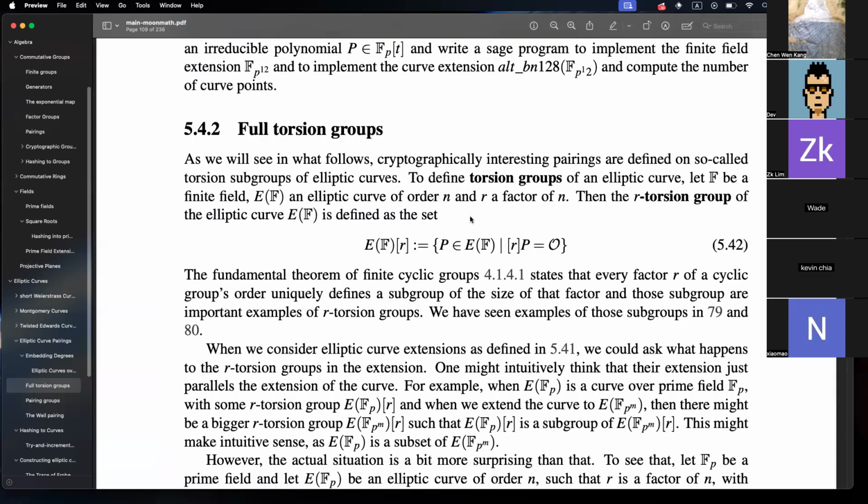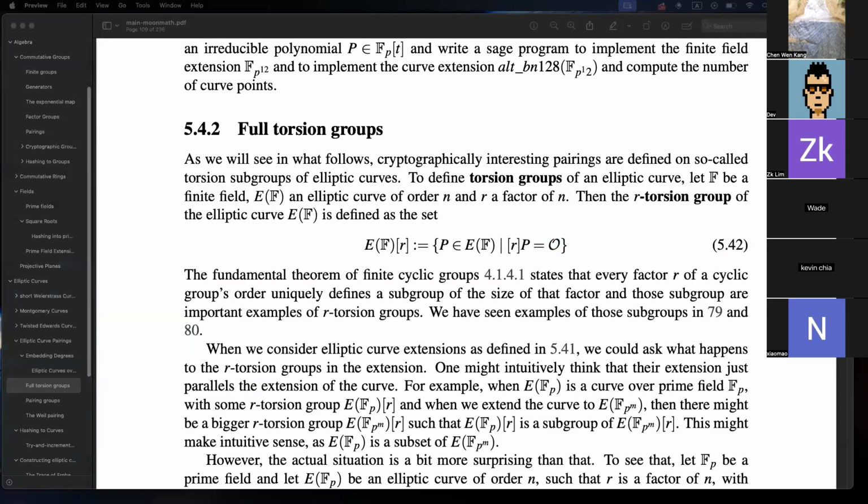So again, the R torsion group, essentially we define it as: given some points, we compute some set of points RP, sorry, such that RP is equal to infinity. This is infinity. Okay, so we have a point at infinity.